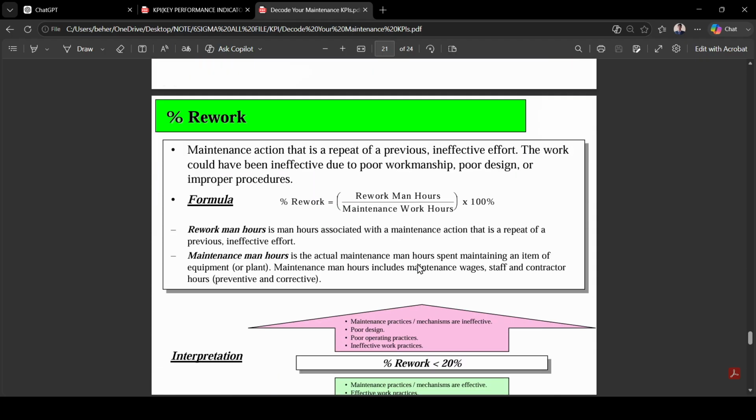Then rework, percentage of rework. The maintenance action that is a repeat of a previous ineffective effort. The work could have been ineffective due to poor workmanship, poor design, or improper procedure. Formula: percentage of rework equals rework man hours divided by maintenance work hours, times 100%. Rework man hours is the man hours associated with the maintenance action that is a repeat of a previous or ineffective effort.